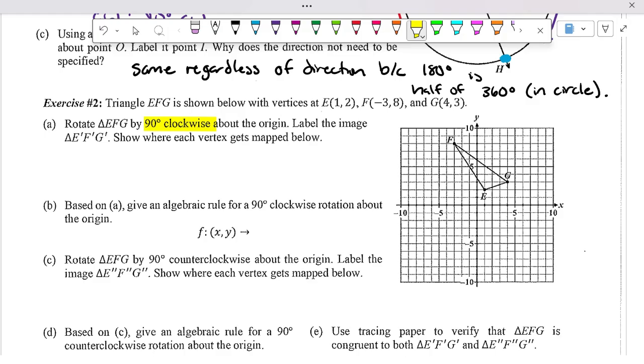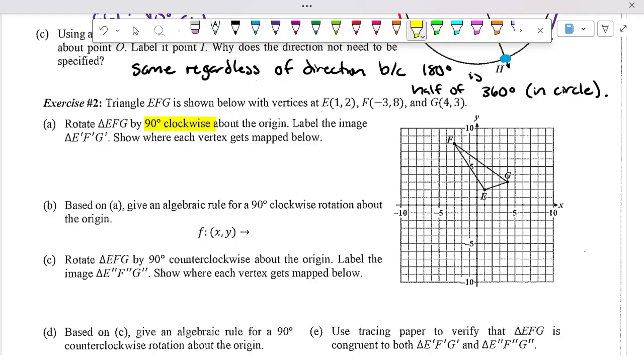What about E and G? What quadrant are they in currently? They're in 1. So if we go 90 degrees clockwise, where will they end up? Clockwise, they'll end up in 4. If it was counterclockwise, they'd end up in 2.